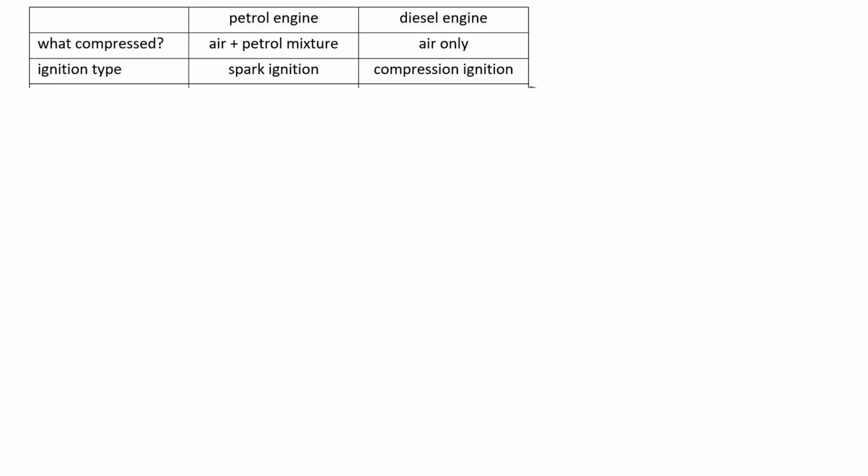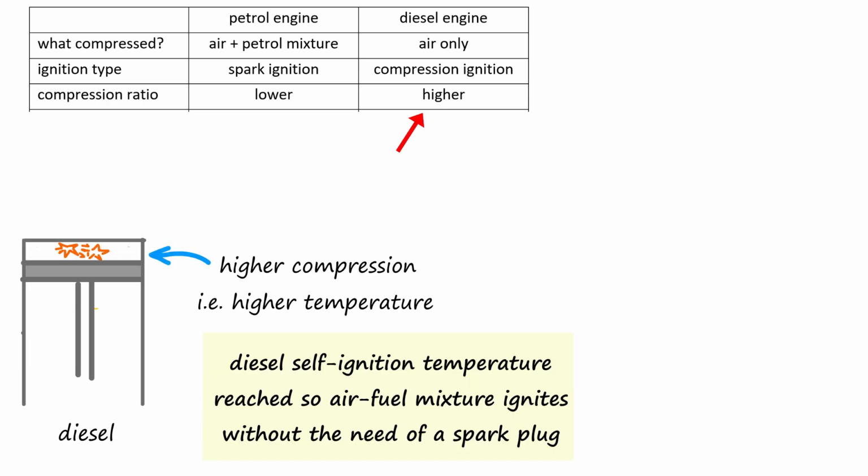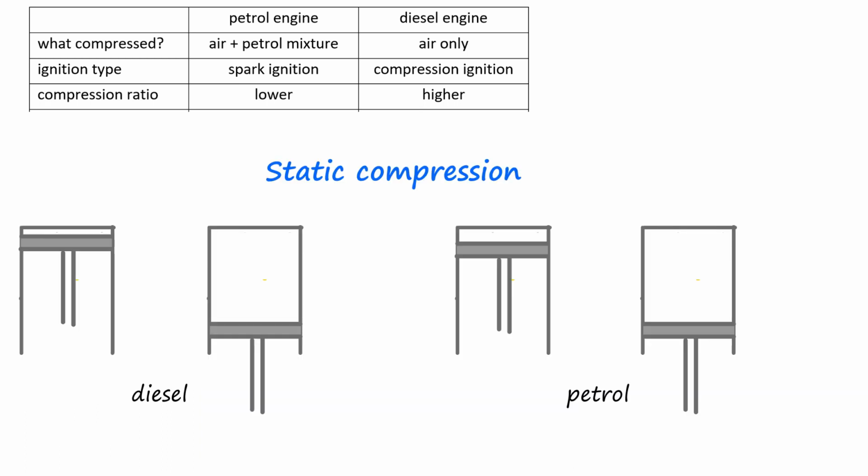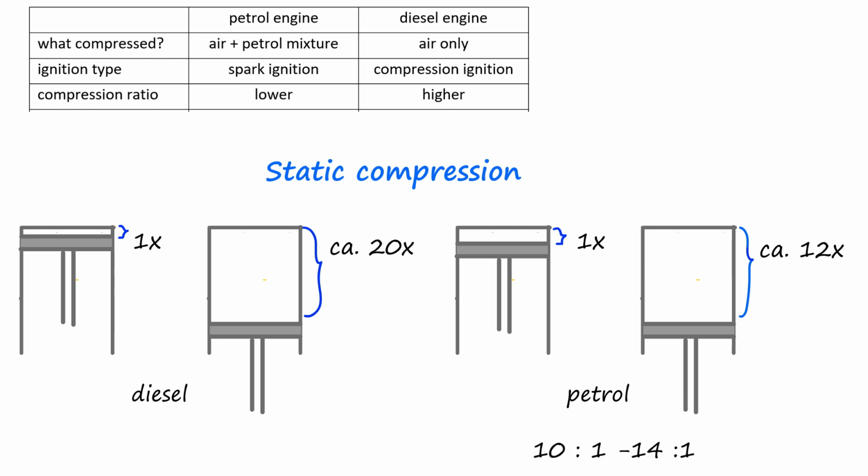So coming back to the main topic, diesel not only can, but has to compress more, because the higher the compression, the higher the temperature, and diesel ignites solely due to the temperature in the cylinder. Static compression ratio is the ratio of the maximum to minimum volume in the cylinder, and I don't know how accurate the numbers are, but I found that petrol engines have compression ratios between 10:1 and 14:1, and diesel engines have ratios between 18:1 and 23:1.